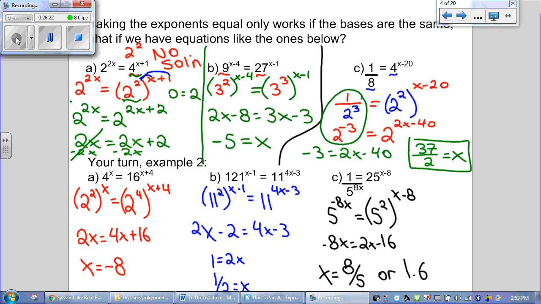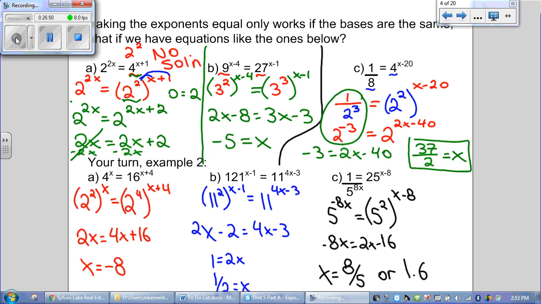The last one's definitely the hardest one. So I changed that fraction into not a fraction by making it a negative exponent. You have to do that to be able to do this question. So I turn that thing to negative 8x so that it's no longer a fraction. On the right side, I changed 25 to become 5 squared. I have like bases. I can solve that problem.